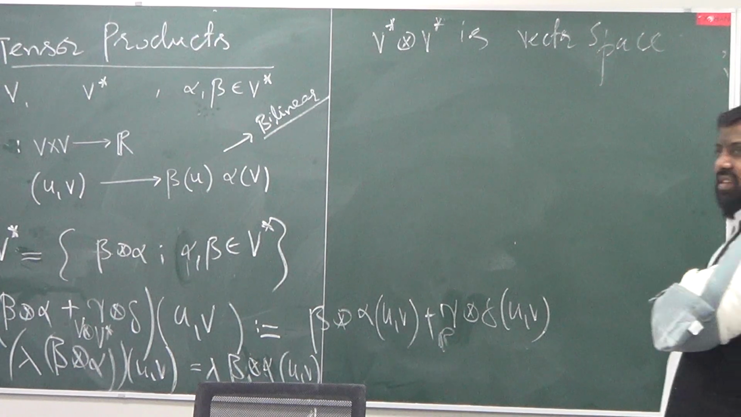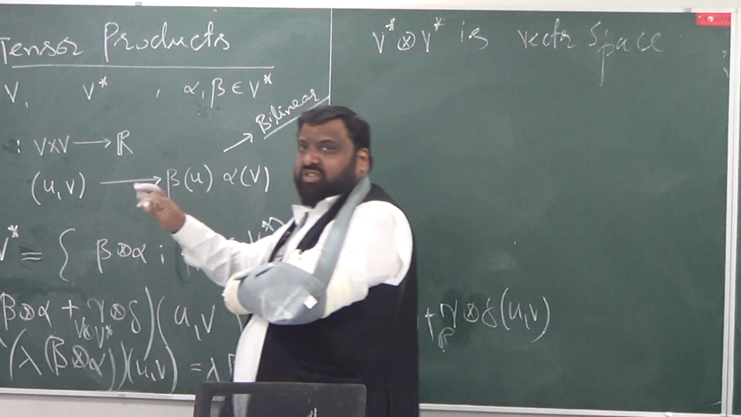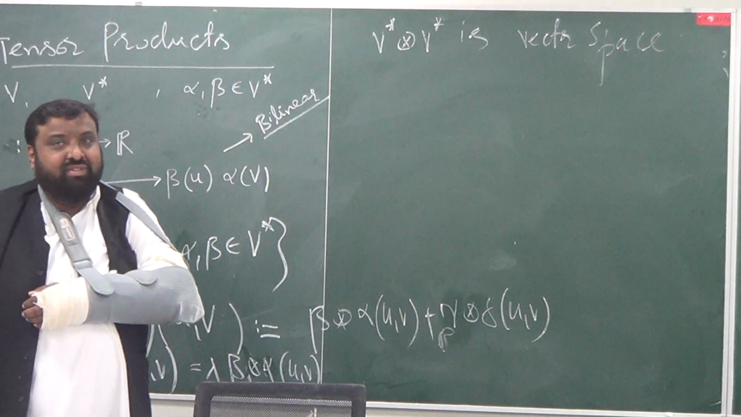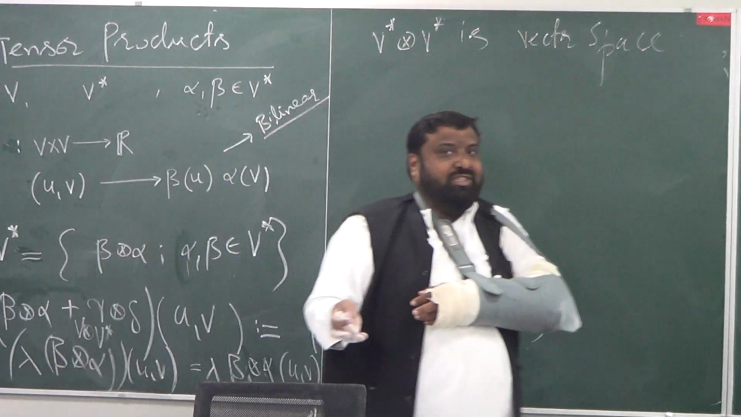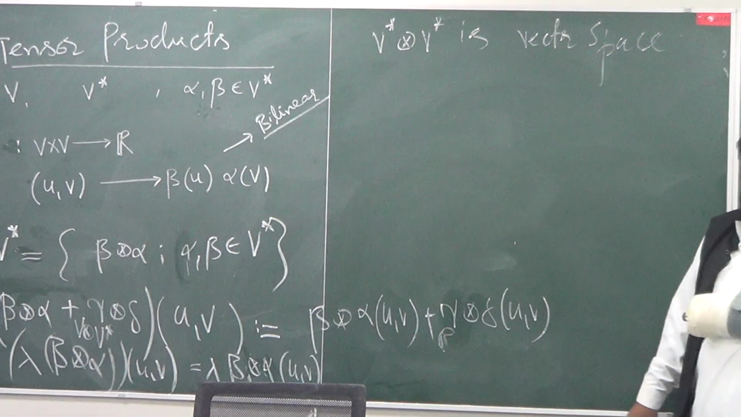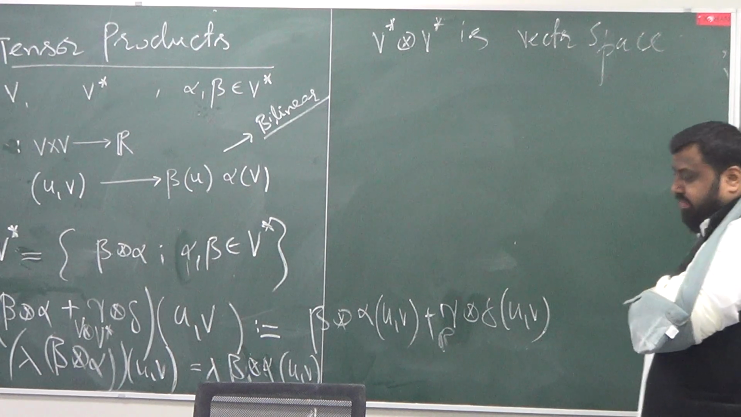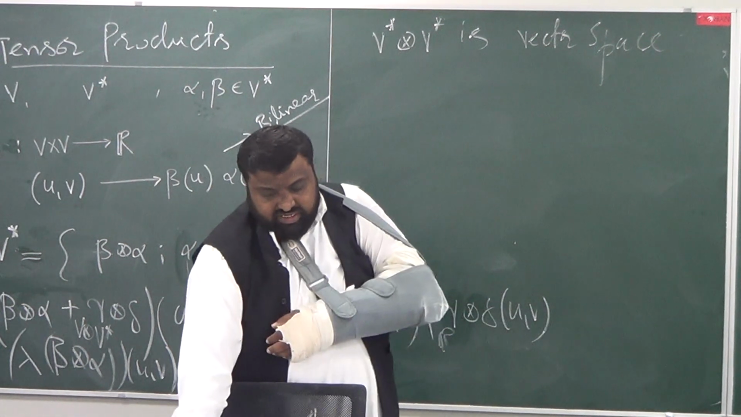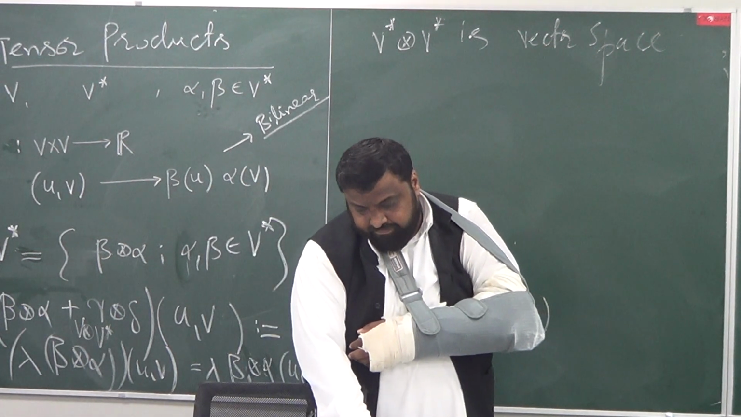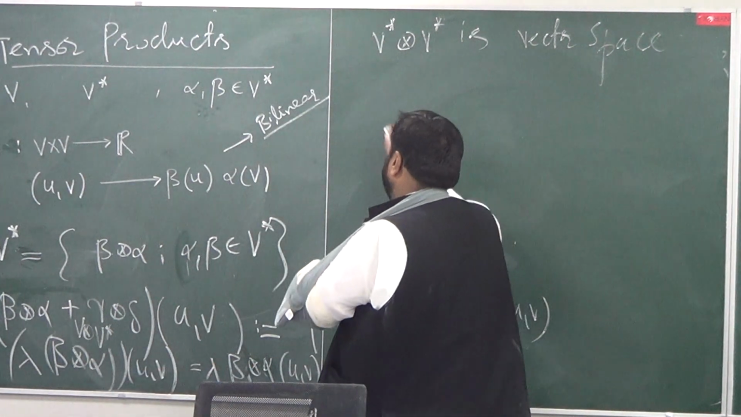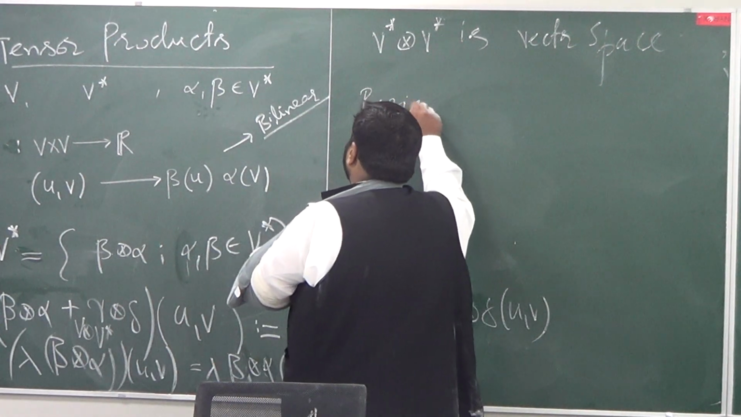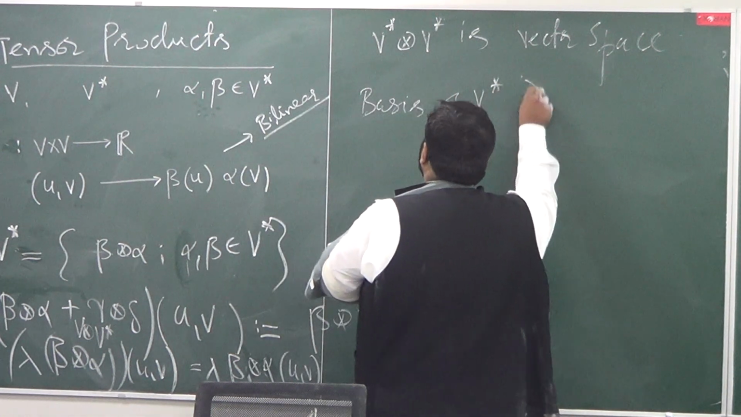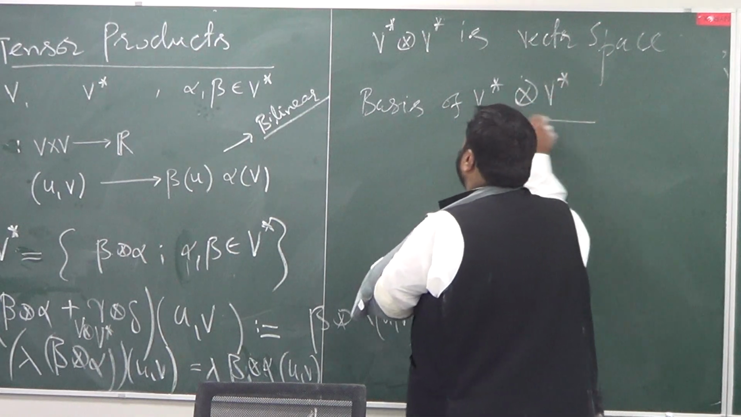You can make sense of it because we are not changing most of the things. We are changing some structure. A few things would be allowed, few things would not be allowed. You have some flexibility, you will not have some flexibility. That's it. Okay? Next question. What would be the basis of V star tensor product V star?